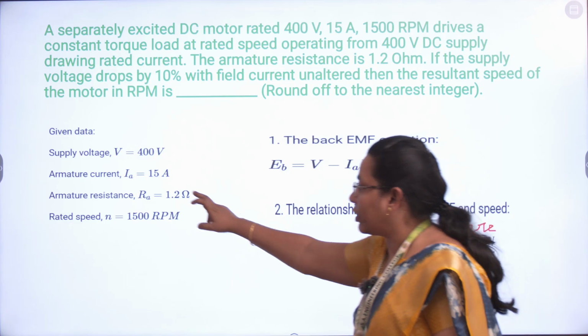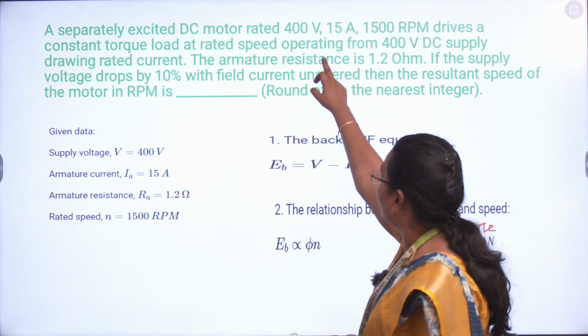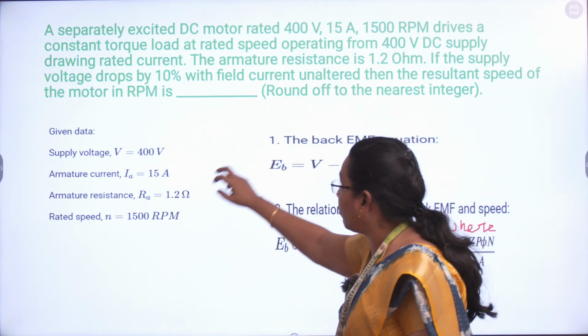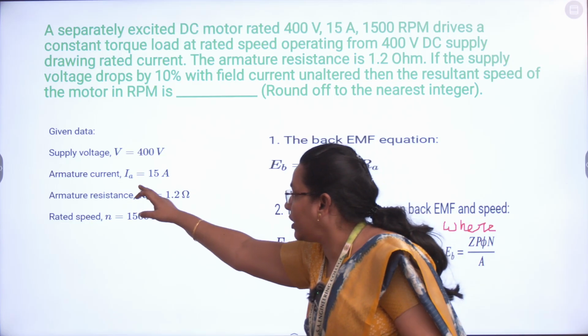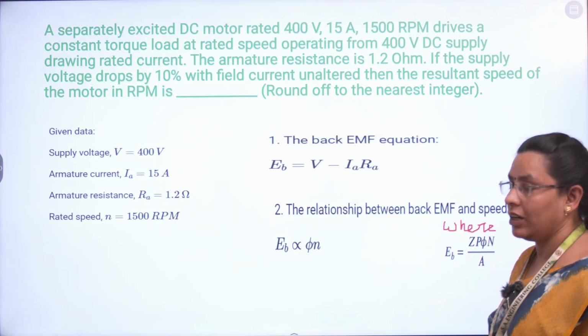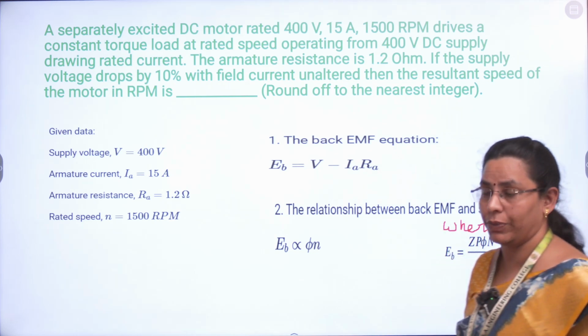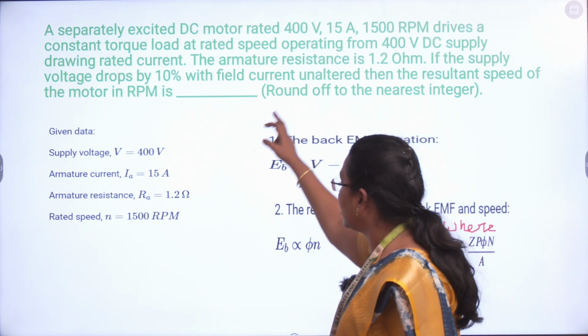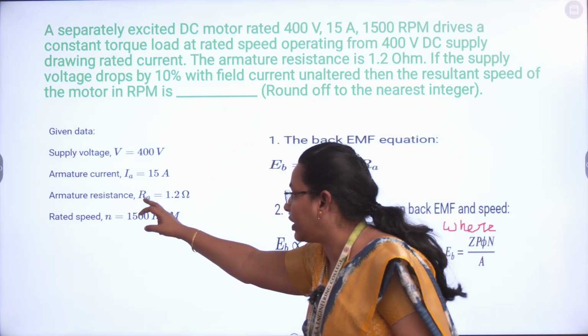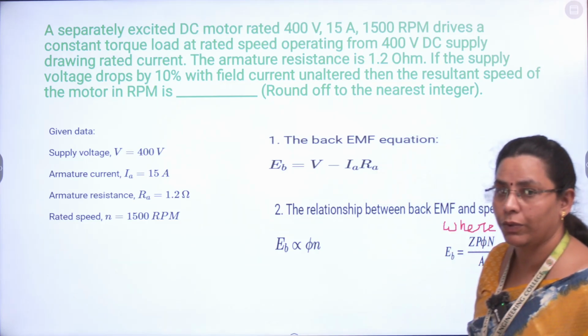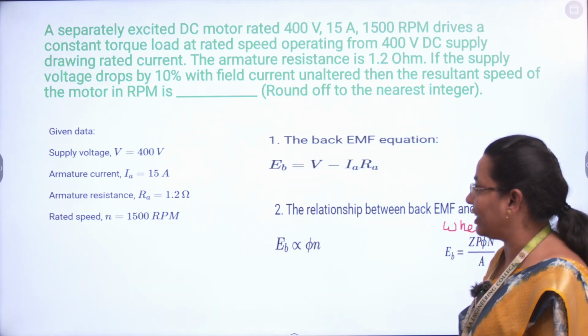Given data: what is the supply voltage V? V equals 400 volt. The armature current IA equals 15 amps, and the given rated speed N equals 1500 RPM. The armature resistance RA equals 1.2 ohm. This is the given data.